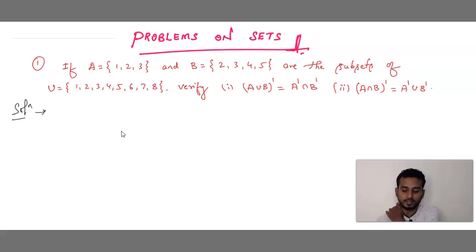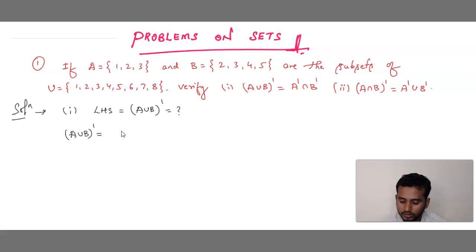First, what we have to find? Case 1. In case 1, what is LHS? LHS is A union B whole transpose. Correct? That is what we need to find. If you want to find A union B whole transpose, what we should do? We have to subtract A union B from U. So what is the formula? A union B whole transpose is equals to U minus A union B.